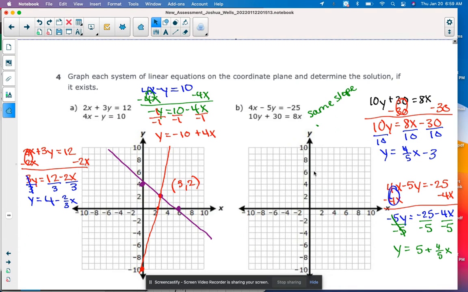And we have different y-intercepts. So technically we could determine what the solution is without even having to graph it, but let's go ahead and look and see what this graph looks like.